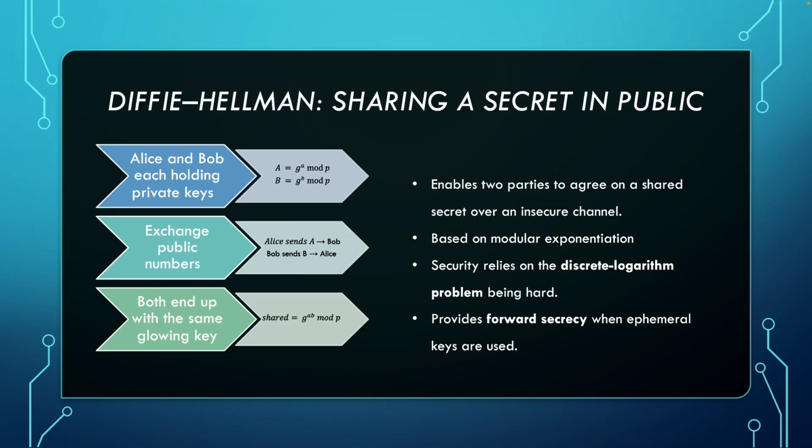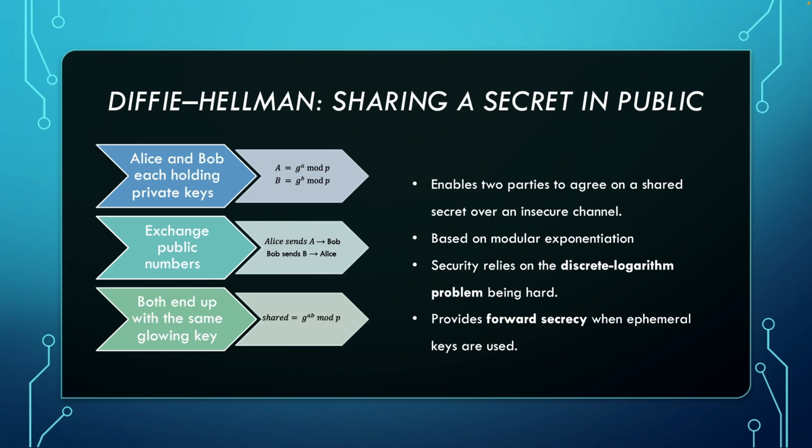Let's start with Diffie-Hellman. It's a key exchange method that lets two people, Alice and Bob, agree on a shared secret even if someone is eavesdropping. Each side creates a private number and a public value using modular exponentiation. They exchange those public values, and after some quick math, both end up with the same shared secret key.